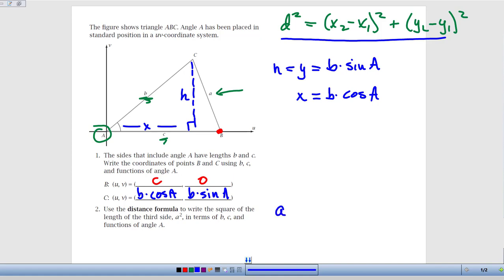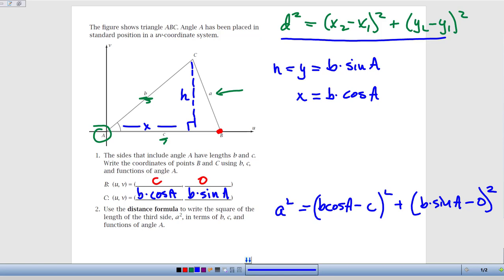So we're going to have a squared equals, and now we need to take the difference between the x-coordinates. Well, my x-coordinates, we can see there, are b cosine A minus c. So there's the difference between the x-coordinates. So we have that squared. And then we have to add to that the difference between the y-coordinates squared, which is going to be b times the sine of A minus 0 squared.